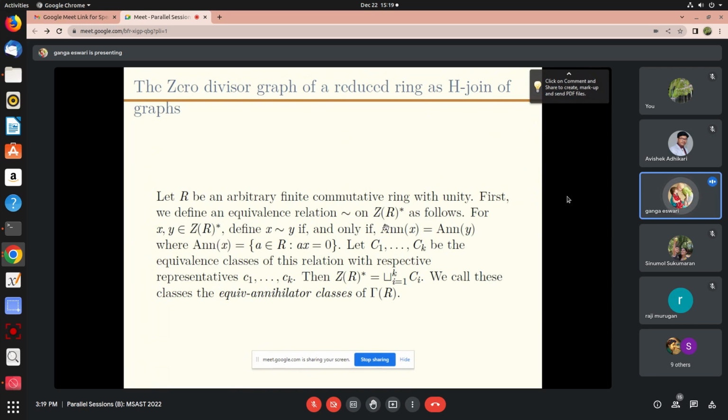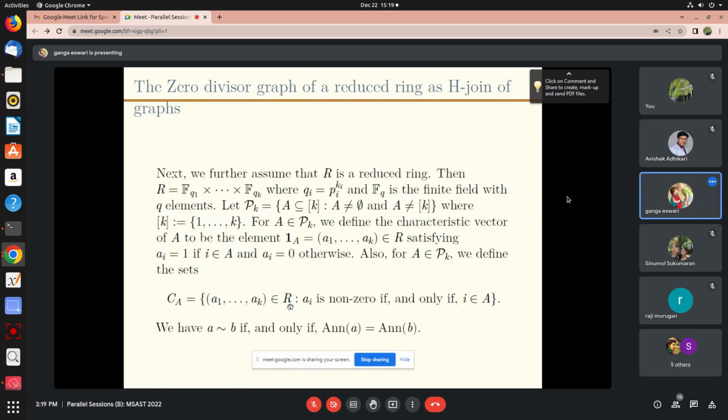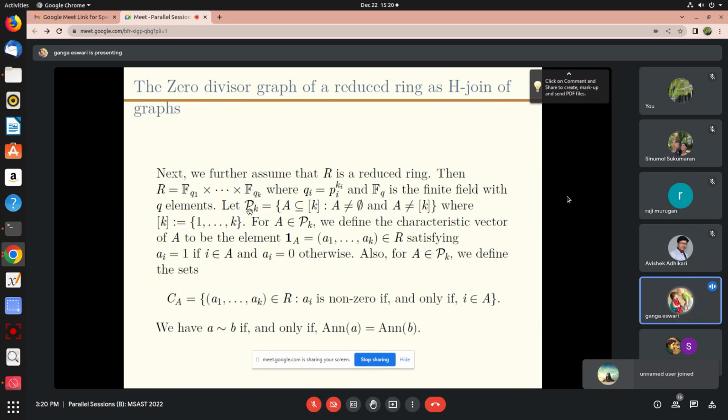So we get some equivalence classes, right? We name them C1, C2, up to Ck. Pick one element from every equivalence class, call them representatives, and name them small c1, c2, up to ck. Then Z of R star is the disjoint union of the Ci. We call these equivalence classes the equi-annihilated classes of gamma of R. Also, in my case, I am considering only reduced rings. Any reduced ring can be written as a product of finite fields. So R can be written as a product of Fq1 and so on up to Fqk, where Fqi is a field with qi elements.